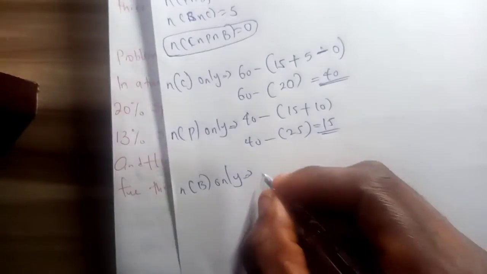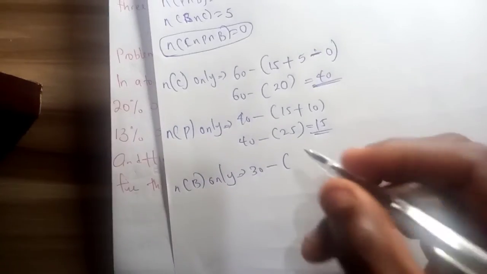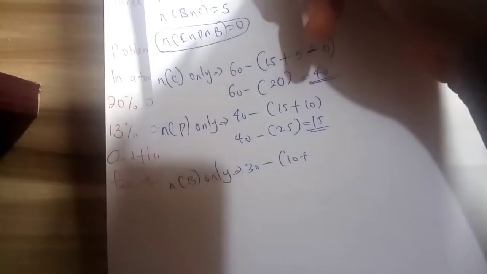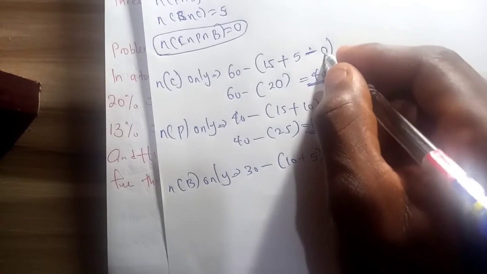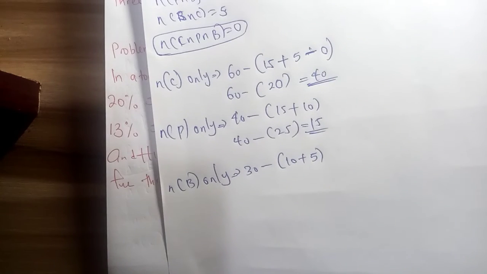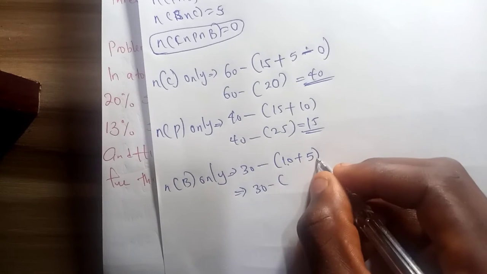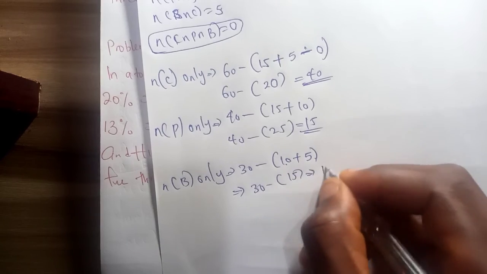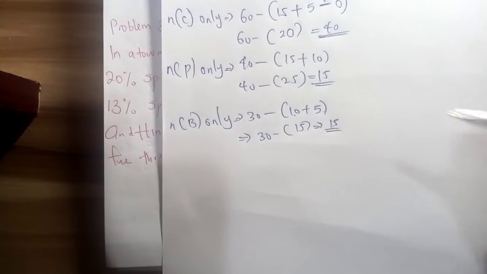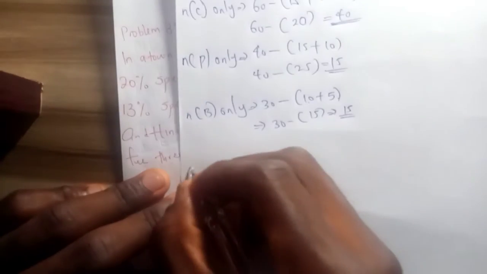So number of biology only, how do we get that? It is very simple. 30 minus, where do you see biology again? 10, right? 10 plus, where do you see biology again? 5. We have to minus 0, but because of 0 we don't need to write it. Then you have 30 minus 10 minus 5, that will give you 15. Then you have 15 here. But don't forget that this is only of one subject.